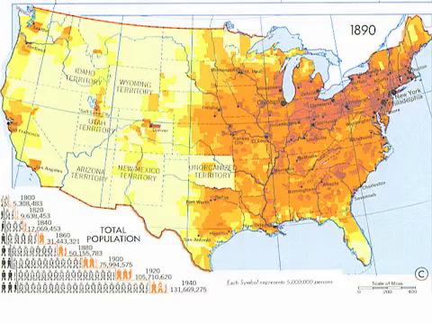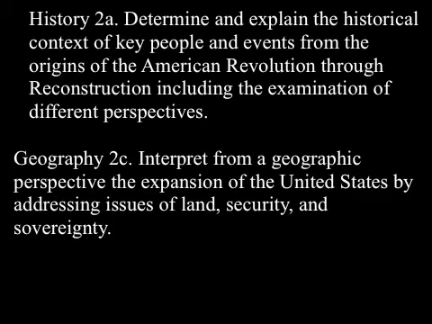Anyway, that is our little lesson about immigration and population. Again, I want you to think about some things and be ready to make some predictions. As I've stated before, I borrowed these maps from Edgar Wesley in Our United States History and Maps. Again, you should be able to explain some key people and events, and you should be able to interpret the expansion of the United States from a geographic perspective.